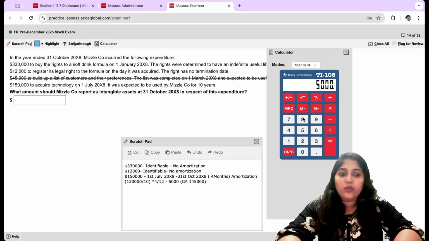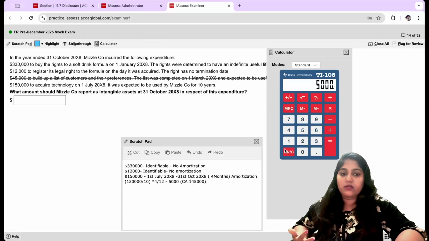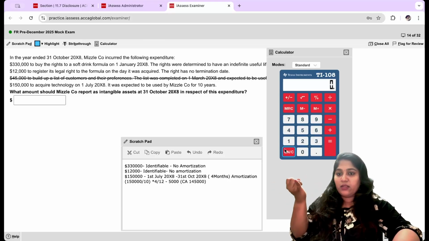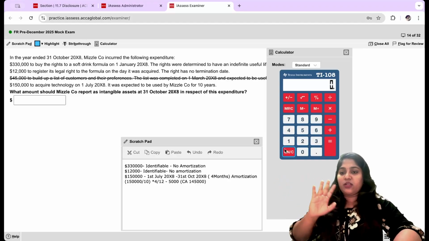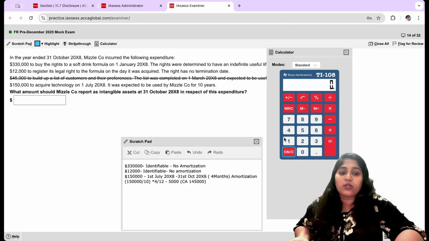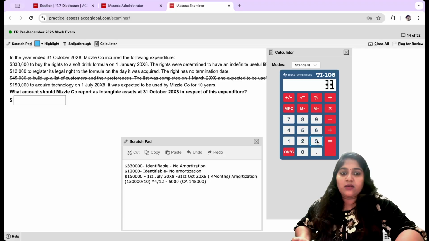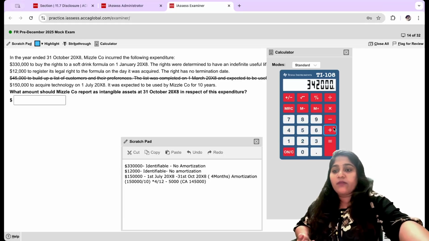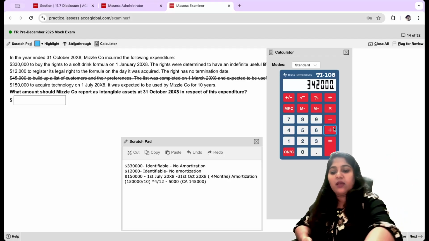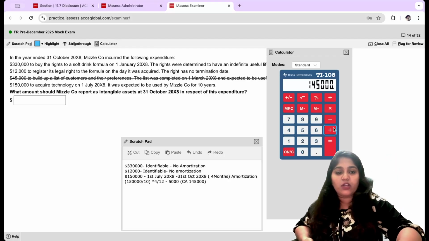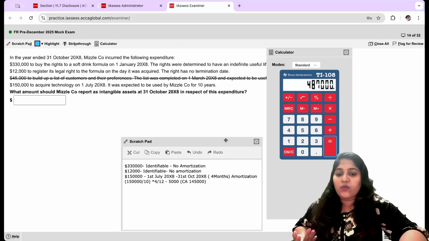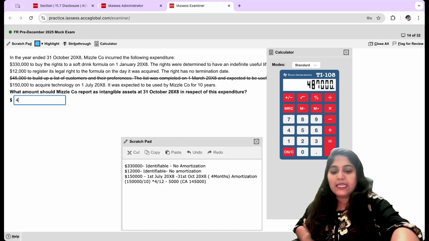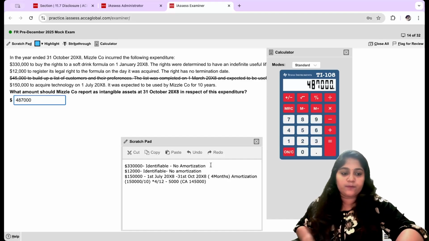What is the total value as at 30th October X8? Because see, if you take the rights to buy the rights or to register it, it does not have any definite useful life, so no amortization. You can take $330,000 plus you can also take this $12,000. But when it comes to the technology, you have to take the carrying amount of $145,000 instead of what? Instead of $150,000. So my answer should be $487,000. Right? Great.